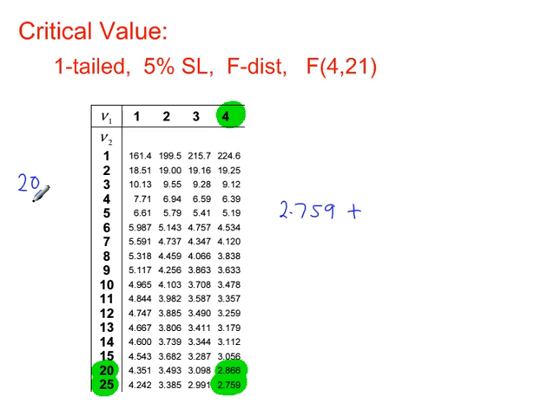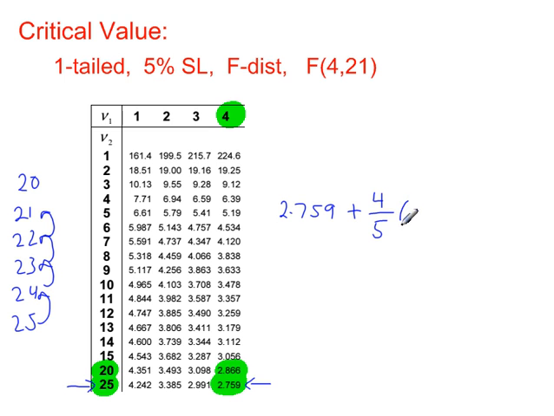So 20, 21. So starting here with 2.759, we need 1, 2, 3, 4 out of a possible 5 jumps. 4 out of 5. So we're going 4/5 of the way between here and here. So 4/5 times the difference between these two, the larger one minus the smaller one.